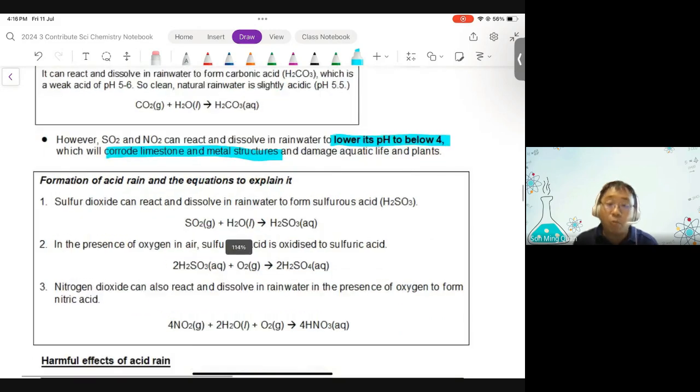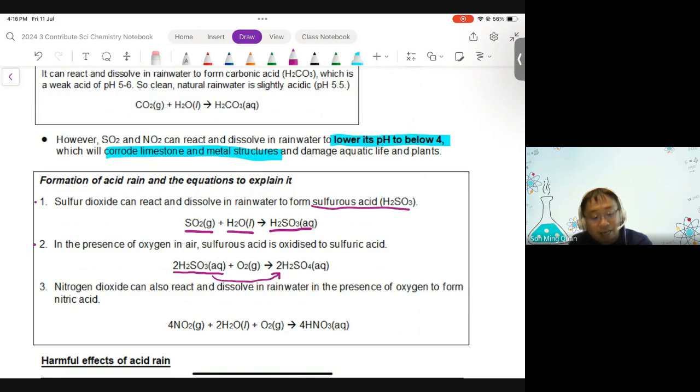Now, how is acid rain formed and what are the equations we can use to explain this? So let's use sulfur dioxide as an example first. SO2 is sulfur dioxide gas. It dissolves and reacts with H2O, water, and this forms H2SO3. We just simply add up the formula. Now, H2SO3 is an acid as well. It's called sulfurous acid. Okay? You might be more familiar with H2SO4. So what happens is step 1, you form H2SO3. Step 2, the H2SO3 is oxidized to H2SO4, which you are more familiar with. H2SO4 is the formula for sulfuric acid. So in the presence of oxygen, sulfurous acid is oxidized to sulfuric acid.